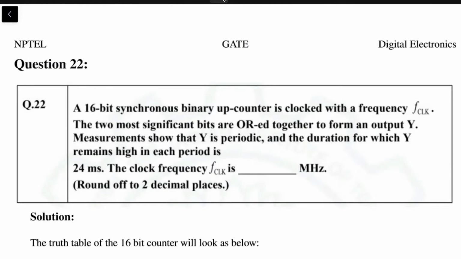So in this question, we are given a 16-bit synchronous binary up counter and are told that it is clocked up with a frequency of f clock. The two most significant bits are ORed together to form the output Y. We are asked to determine what f clock is based on the period of 24 milliseconds that Y is periodic with, right?